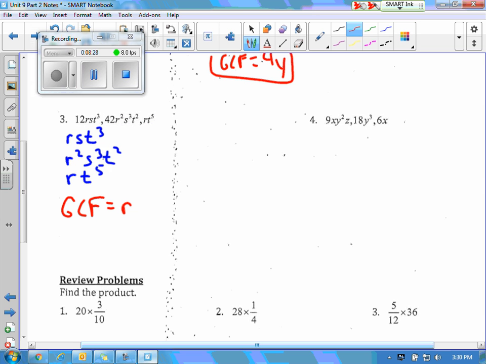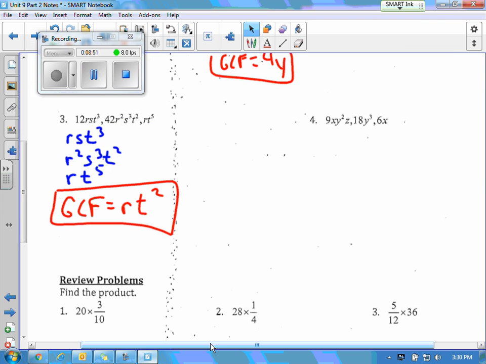Then I look at the s's. I have an s to the third, and then no s. So I know that cannot be part of it. So they don't have an s in common. And then looking at the t's, I have t to the third, t squared, and t to the fifth. So again, I'm going to take the lowest one, which would be t squared. So my greatest common factor for all of this would just be rt squared. They don't all three have a number part, so obviously they don't have anything in common. They don't all have an s, so it's just the r's and the t's they have in common.